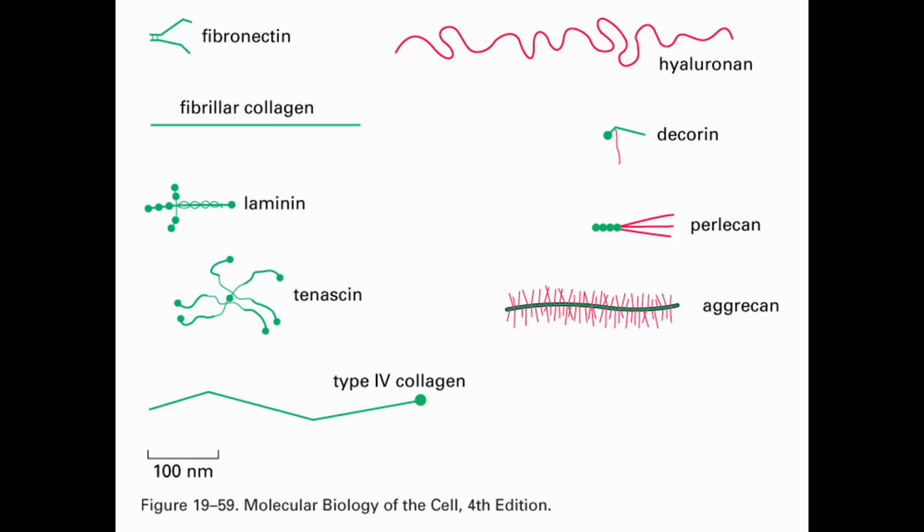Then we come over here and we're looking at molecules that are entirely or partly polysaccharides, glycosaminoglycans. Hyaluronan is the longest of these, and it's the most widely distributed. And it doesn't have a protein attached to it. It's just a glycosaminoglycan chain. Decorin, perlecan, aggrecan, these are proteoglycans that are found in different tissues.